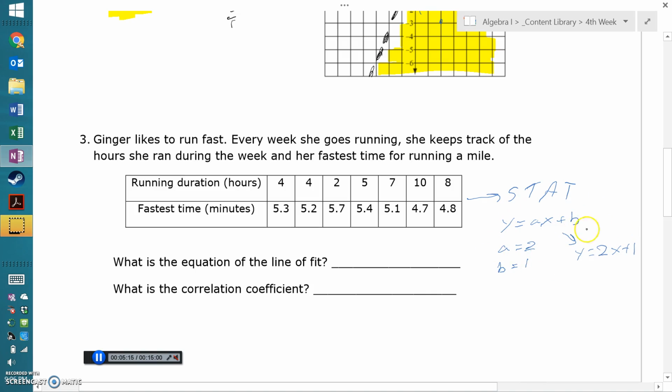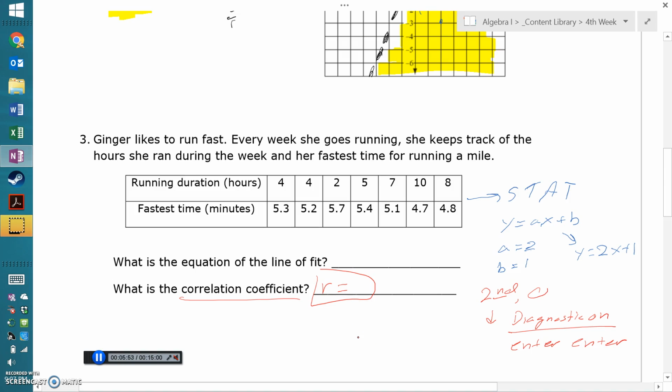I will have instructions on how to use the stat function up on the board during the test. The only other thing here would be the correlation coefficient, and that's the r value that you get when you use the stat function. You just have to go into the catalog, second 0, and then scroll down and find diagnostic on. And once you find that, you'll have to enter twice. That'll turn on diagnostic and you'll have that R value calculated.